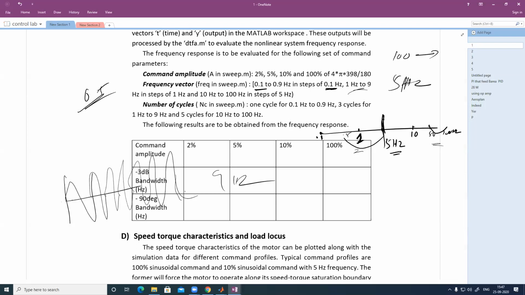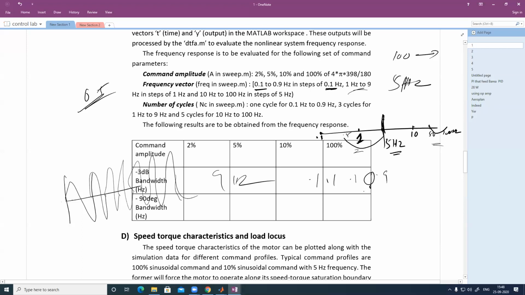One, you can choose 0.1 also, no problem, but the simulation is running for some more time. So we are choosing 0.1 to 0.9 with a step of 0.1. We are not choosing 100 hertz as the upper limit. The upper limit is 100 only.